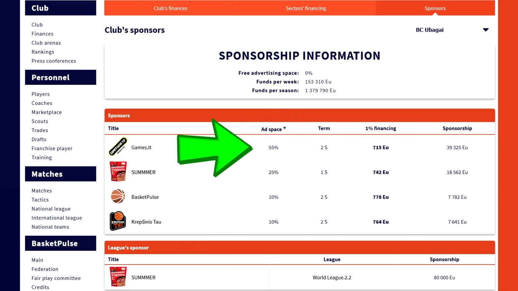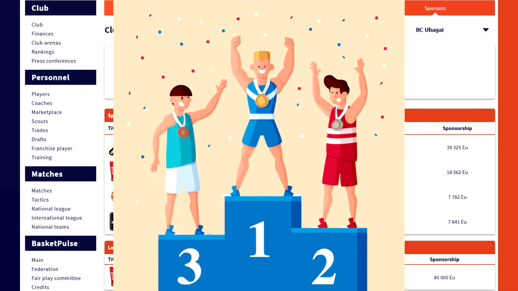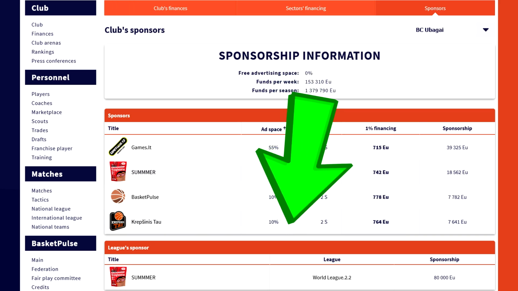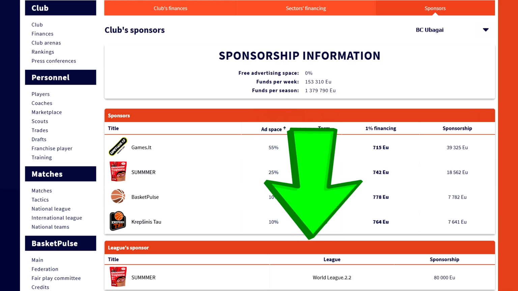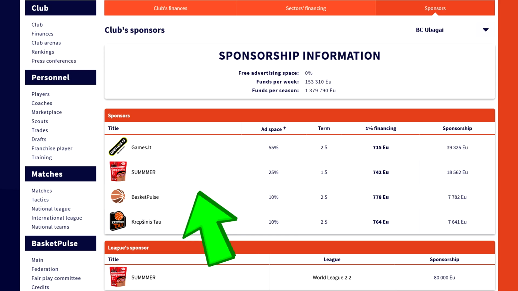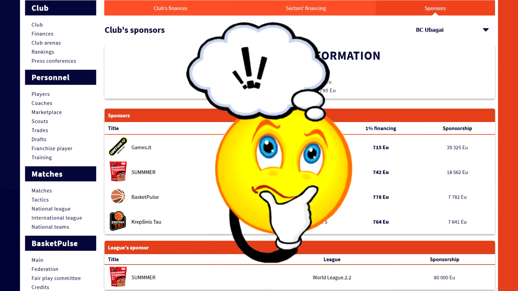Let's imagine a situation where you are promoted to a higher international league and all your club sponsors change. It goes without saying that the league sponsor changes automatically and you don't need to do anything here, but you need to work on the other part of the sponsors. How not to be fooled and choose the right sponsor.